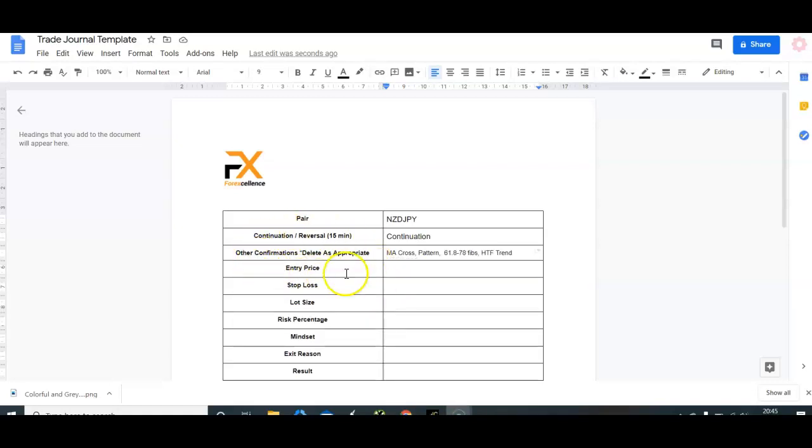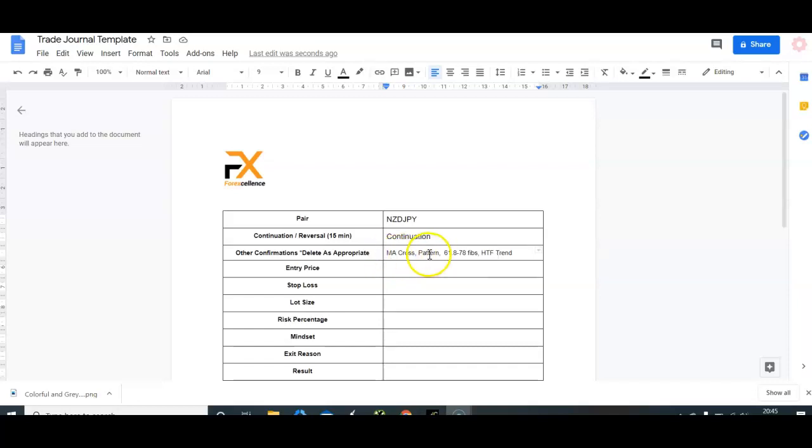I then have the other confirmation section. These would be dependent on your particular strategy. These are some of the things I use. I don't have to have all of them for every trade, but they are things that I do find useful. And I like to make a note of which ones were present in a setup so that I can see, okay, if I have a certain number of losing trades that didn't have one of these in, it gives me a better insight into which setups are going to work best for me.